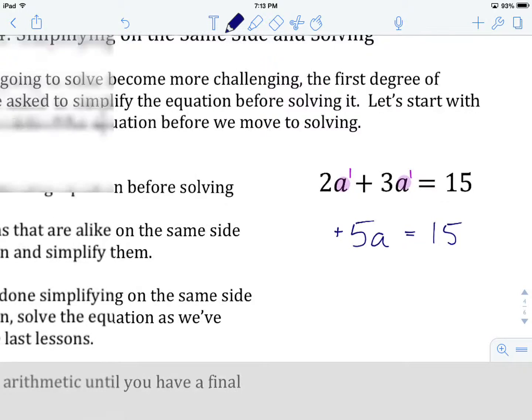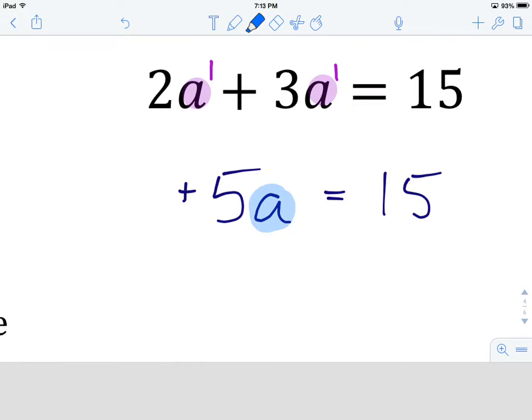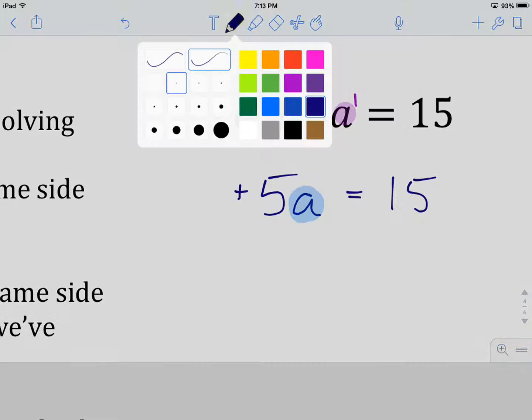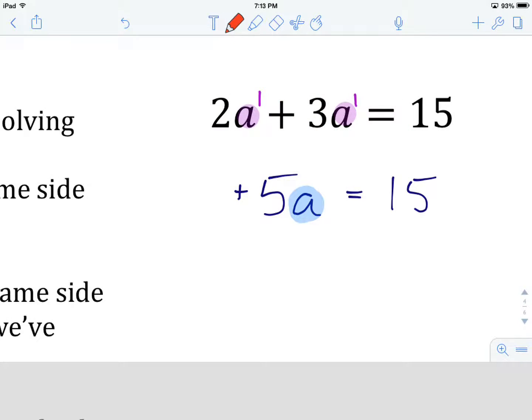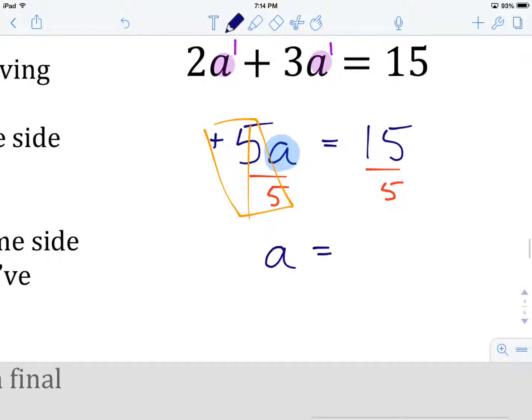From this point, once we've combined all of the like terms we can find, and that's all the like terms there are, now we're going to say, all right, where's my variable? There's my variable. It is a. What is happening to my variable? In this case, only one thing. It's being multiplied by 5. So how do we undo multiply by 5? We are going to divide by 5. But we need to do that to both sides of the equation to keep it equal. A multiply by 5, divide by 5, they undo each other. So they're gone. We now have a equals 15 divided by 5 gives us 3.